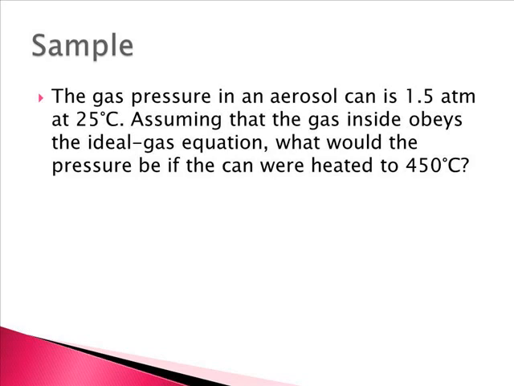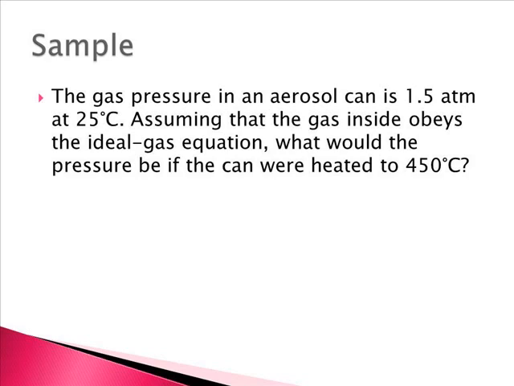Gas pressure in an aerosol can is 1.5 atmospheres at 25 degrees Celsius. Celsius, change to Kelvin. Good. Assuming the gas inside obeys the ideal gas equation, what would be the pressure if the can were heated to 450 Celsius? Change to Kelvin. All right. Is something changing? Yes. The temperature is changing. So we're going to use the combined gas law.